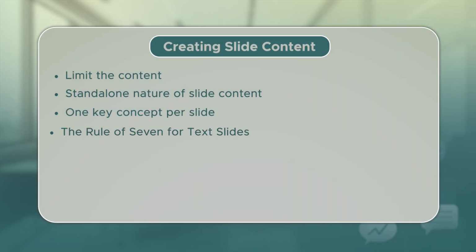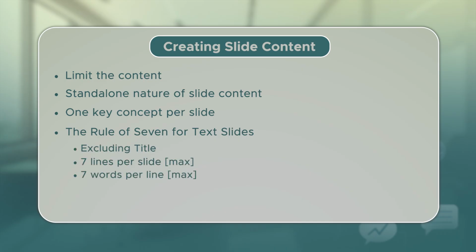But when you're talking about text, there's one rule which I'm going to share with you, okay? And you can think about it. It may be something that you may agree with me or you may not, but it's called the rule of 7. And for text slides, excluding the title in the title block, you should put no more than 7 lines per slide and 7 words per line.